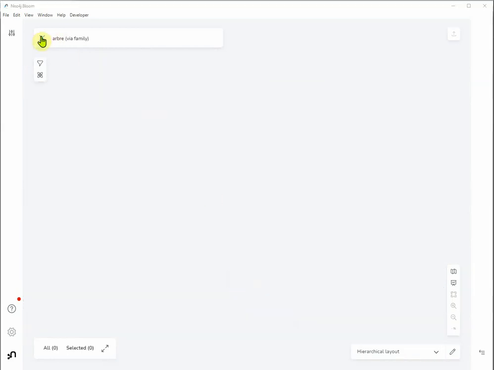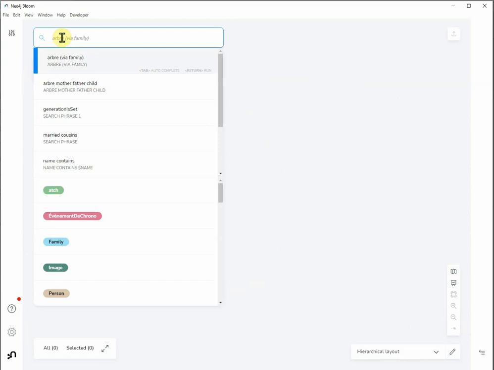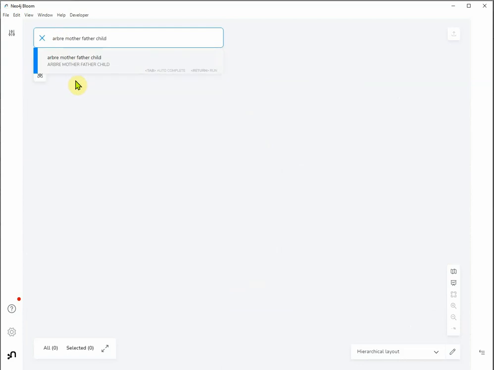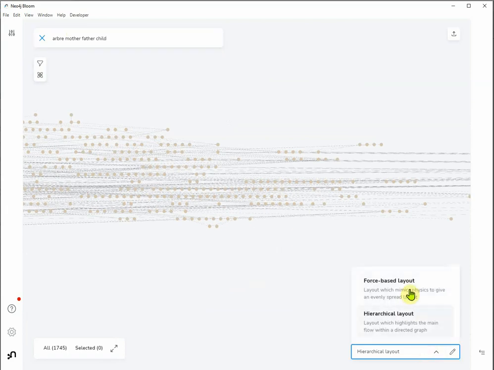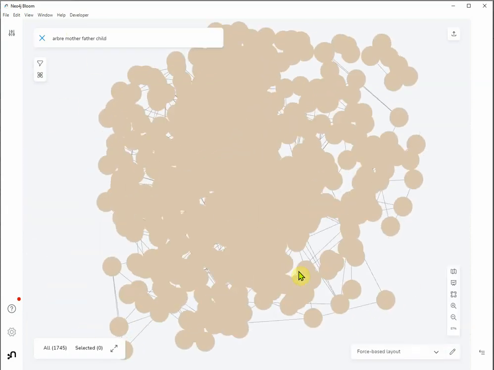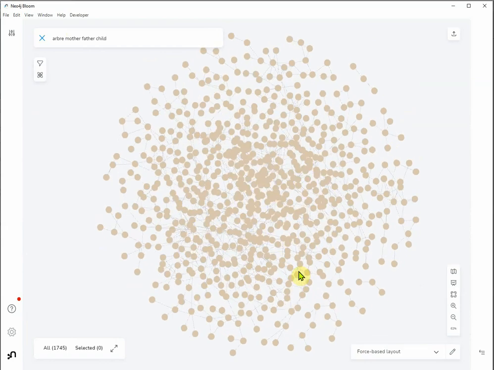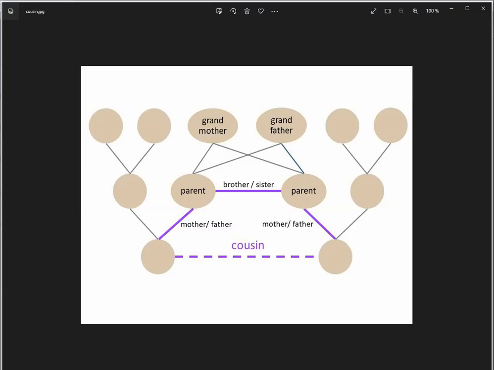Let's now look at the other graph model, with direct father-mother relationships and no family node. Let's use the force-based layout and find cousins who married each other. This is the graph topology for cousins. They are children of 2 brothers and sisters.